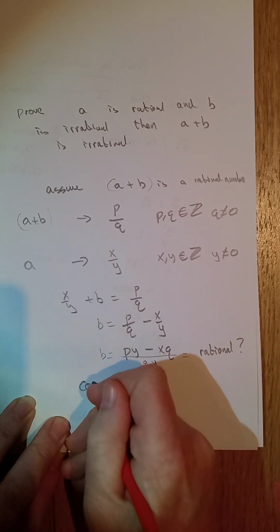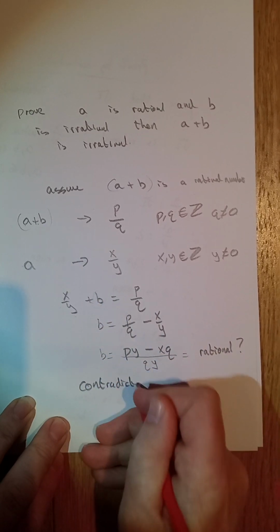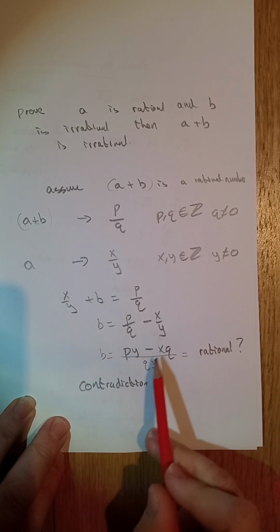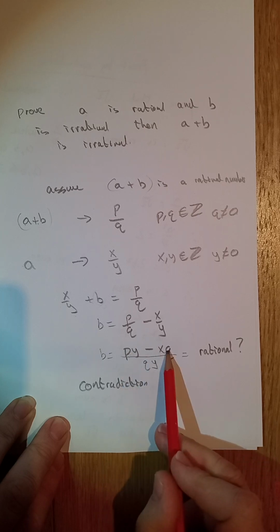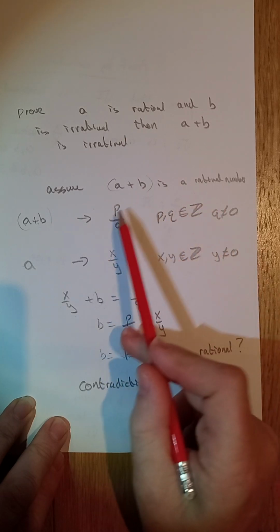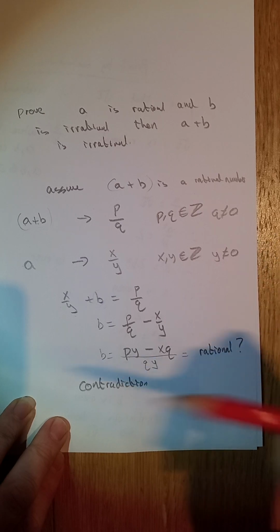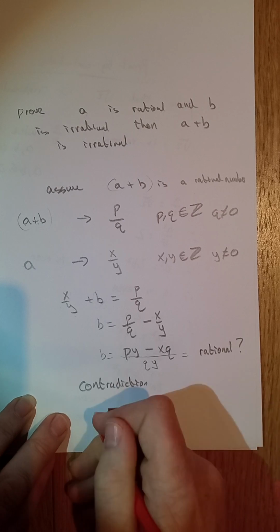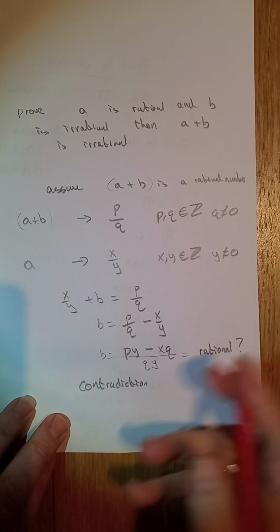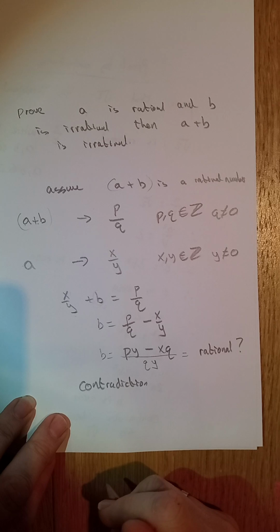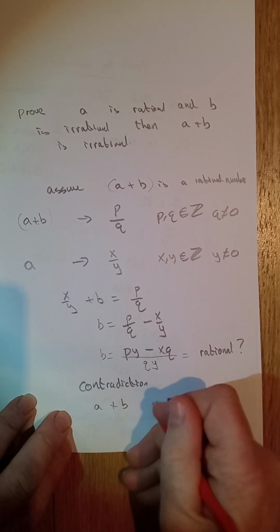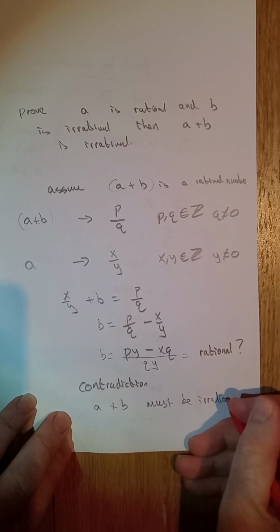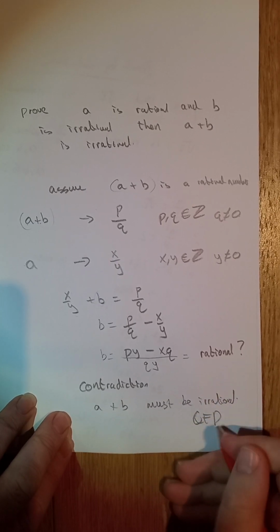This is a contradiction. Because somehow b has become rational. Why? Because everything there is a rational number. It's rational on the top, it's rational on the bottom, and rational over rational is rational. But we need b to be irrational, and it isn't. So there it is, it's a contradiction. So a plus b must be irrational. QED. Okay.